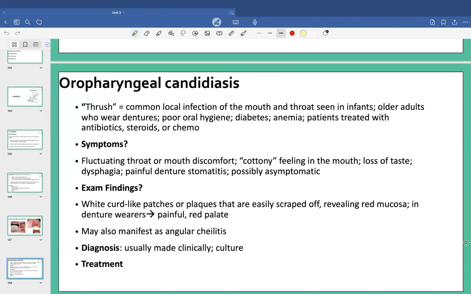So we're definitely not going to swab everybody. If you see something, you want to treat it. If you need to take a swab, then you can, but just keep in mind that the turnaround time can be long.